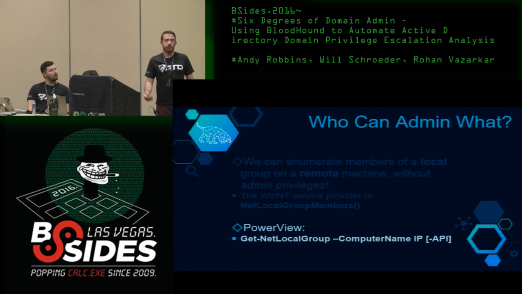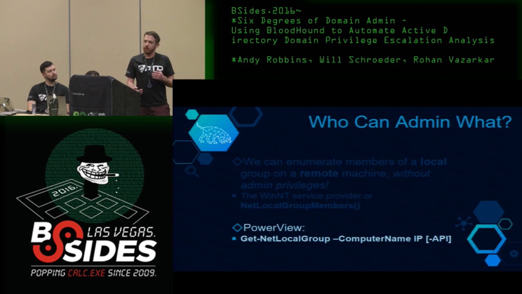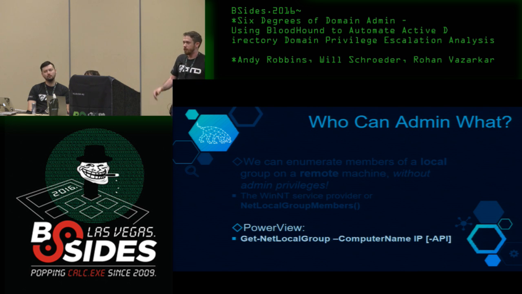In PowerView, if you want to execute this, you can do Get-NetLocalGroup, one of the most common functions that will run. You can just give a computer name, an IP, or a NetBIOS name, and if you would like to use the API method instead of WinNT, the WinNT approach, which is the default, you can pass the optional -API flag.